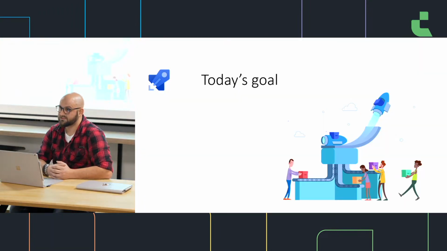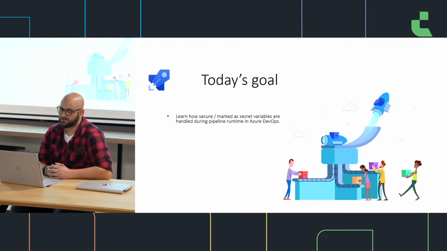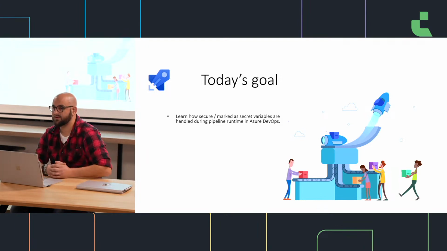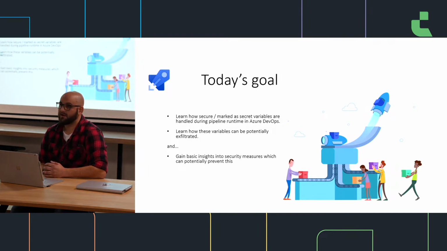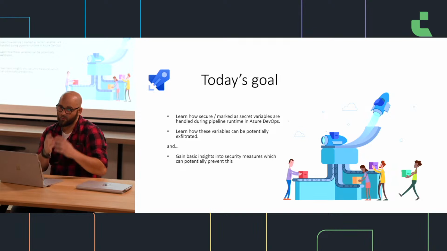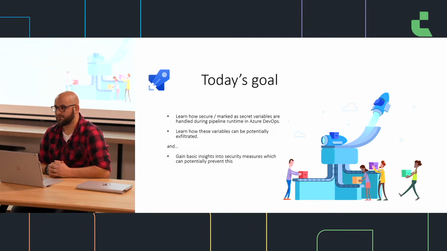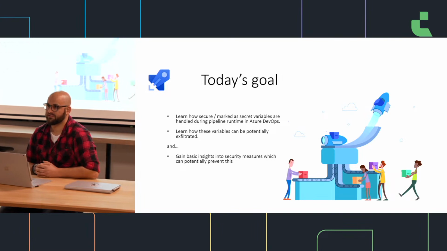So, today's goal. Well, we're going to learn how secured or marked as secret variables are handled during pipeline runtime. So, when we execute a pipeline and we have some variables and secrets, we're going to learn how these are handled and how they can be potentially abused. And of course, we're going to get some basic understanding on how to do some countermeasures, because one thing is to understand how it's happening. It's much more fun to see how we can prevent it.